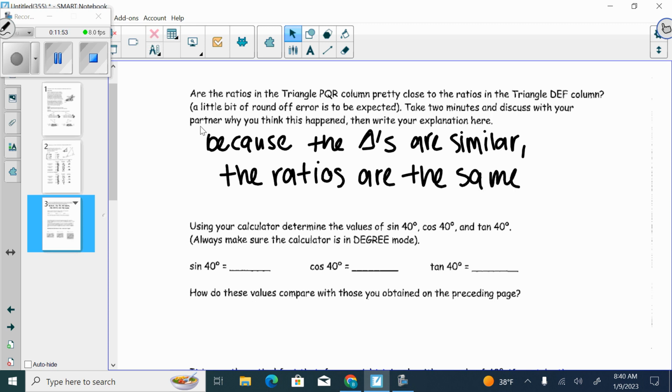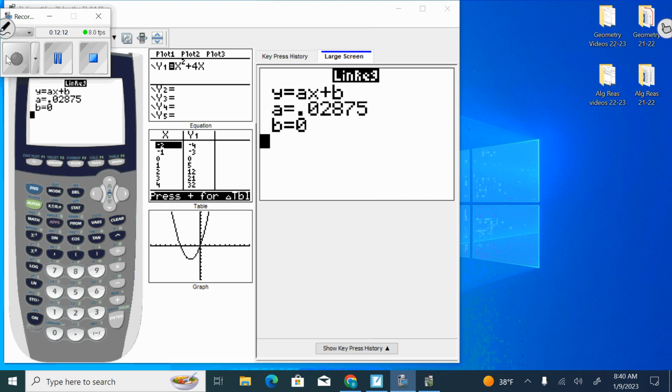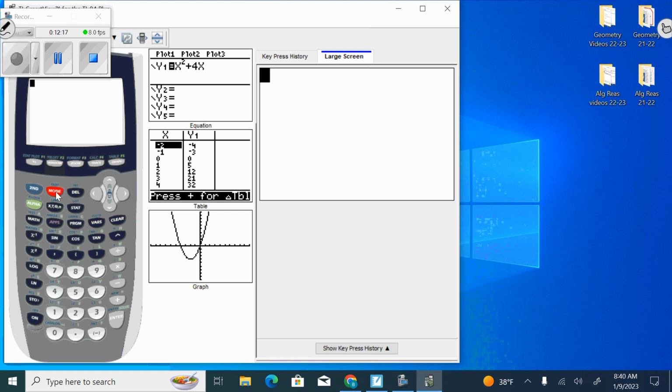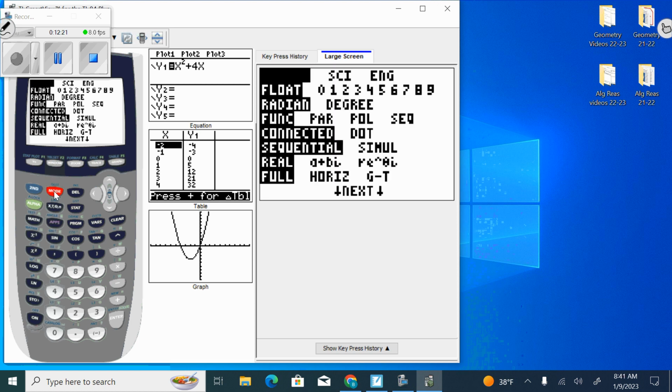Okay, good. All right, then it says, using your calculator, they want you to determine what the values of sine of 40, cosine of 40, and tangent of 40 are. And to make sure that your calculator is in degree mode. So hold on just a second on this. All right, so to pull that up, you're going to press this button that says mode right beside second. And it's going to bring up this list of different things for you to choose from. It's the third one down.